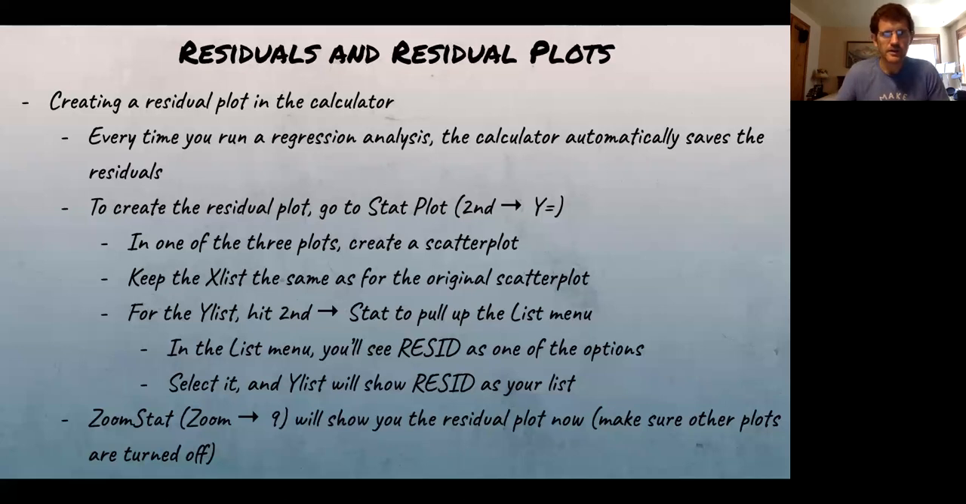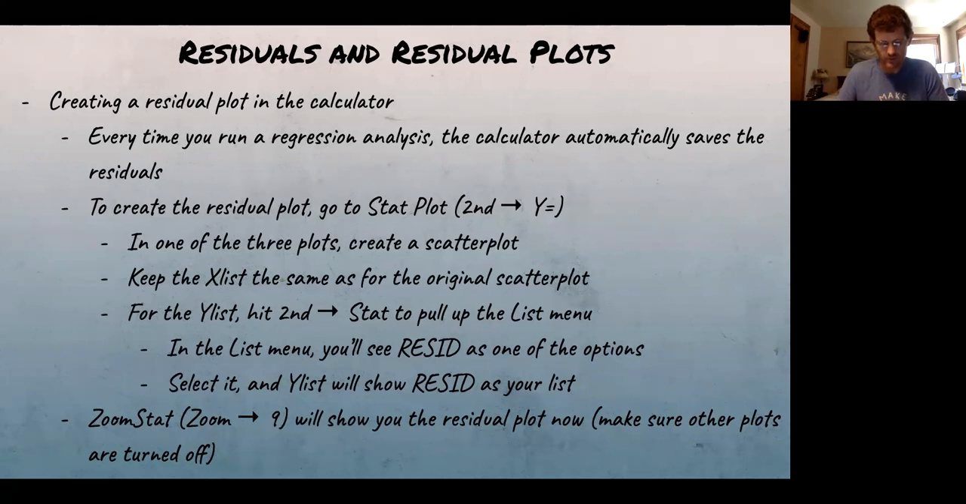And to create the residual plot, you're going to create a scatter plot for your X list. You're going to keep that the same. So whatever you had as your X list for your original scatter plot, keep that X list the same. But for your Y list, you're going to have to search for the residuals. You will go down to Y list. And when you get there, you have to hit second and stat, which pulls up the list. You can see list written in blue above that. And as soon as you get to all the lists, of course, you can see list 1 through 6, but down at the bottom, number 7 is residuals. And just select that as your Y list.